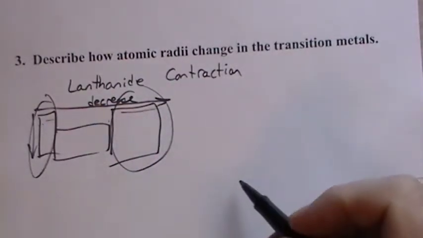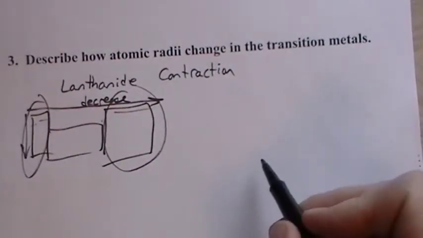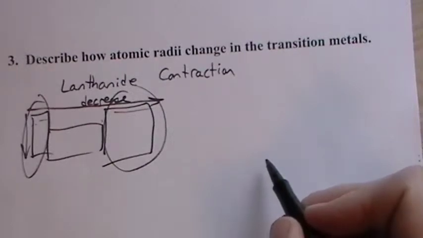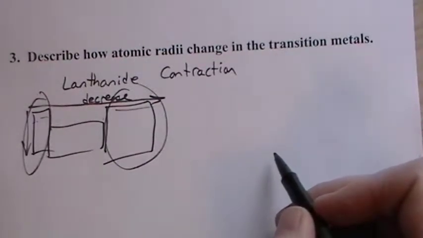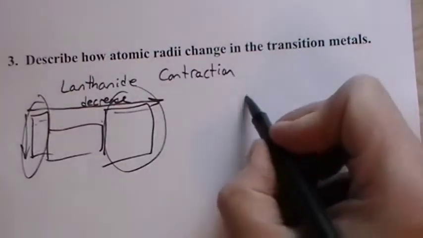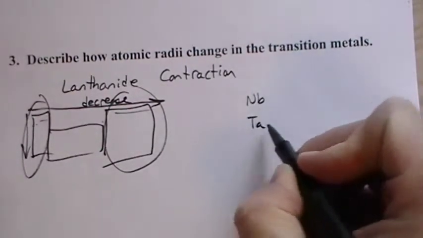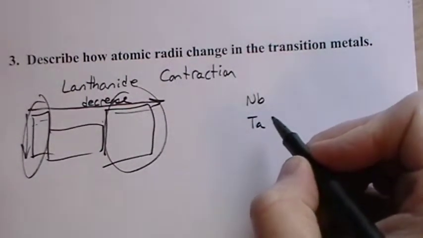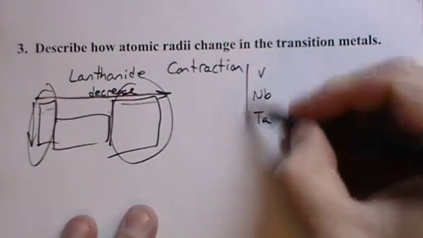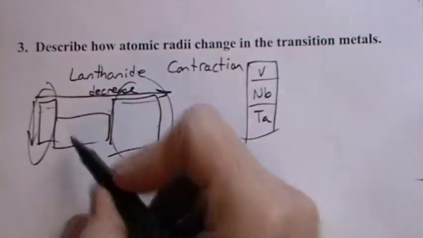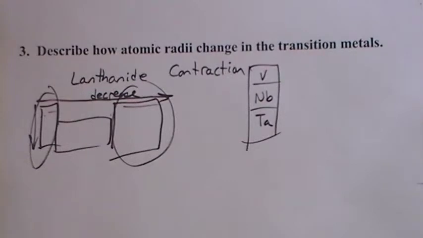There was a decrease in atomic size when we were just dealing with the A groups. Well, what we find, there's a chart. I'm only going to do one example here. We have niobium, tantalum, and then above that would be vanadium. So in this group, in the transition elements, you have vanadium, then niobium, then tantalum.